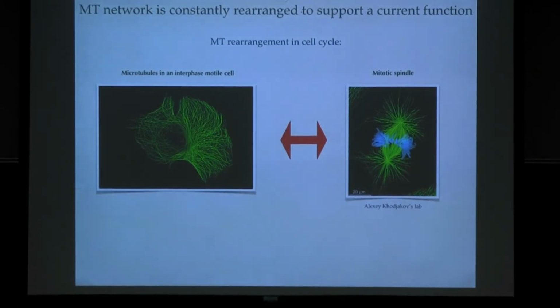The most dramatic and the most famous one is the rearrangement from an interphase cell, where most microtubules radiate toward the cell periphery, to the bipolar mitotic spindle, which is illustrated in these two images. And I don't have my mouse anymore.